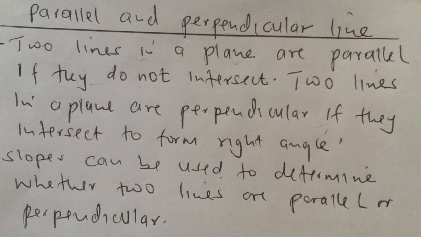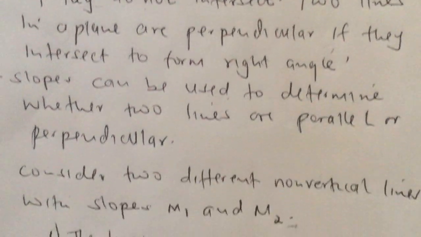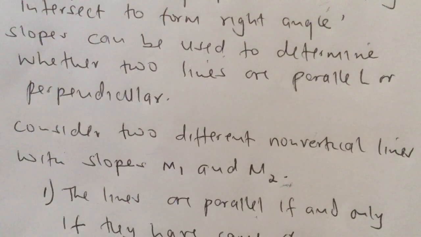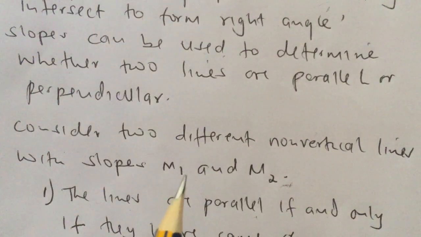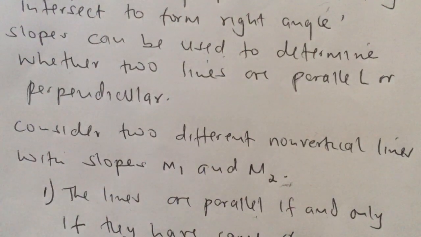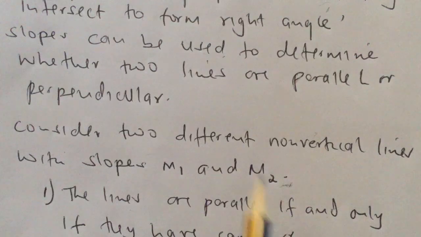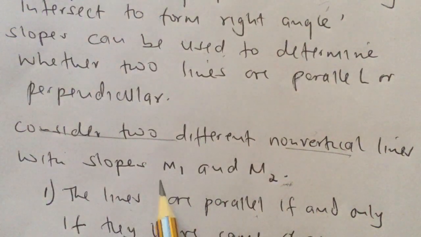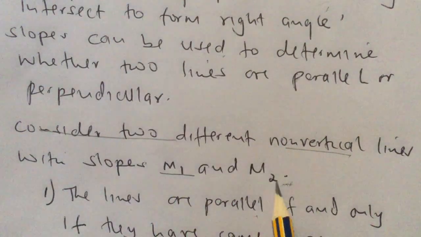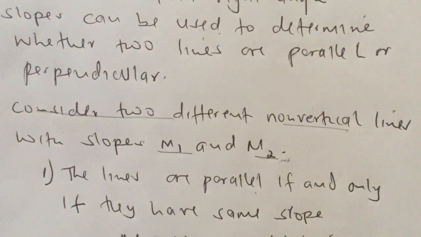Now remember this, that their slopes can be used to determine whether the two lines are parallel or perpendicular. I wanted us to consider two different non-vertical lines whose gradients are m1 and m2.